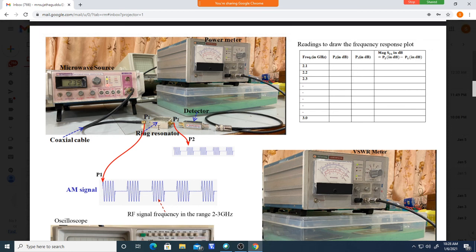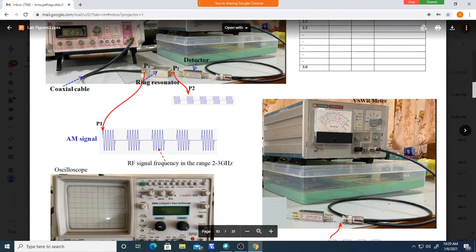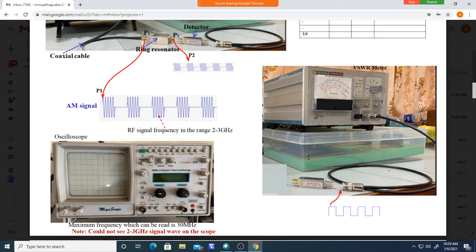Next you should measure the P2. For that, take out this detector connection and connect it directly to the device. This connection should be here now. Next, P2 should be measured. You connect this to the detector, and this detector output must be connected to the VSWR meter. Measure the power P2 at different frequencies. Take the difference here, and that should be plotted. So like this we should do in our laboratory.